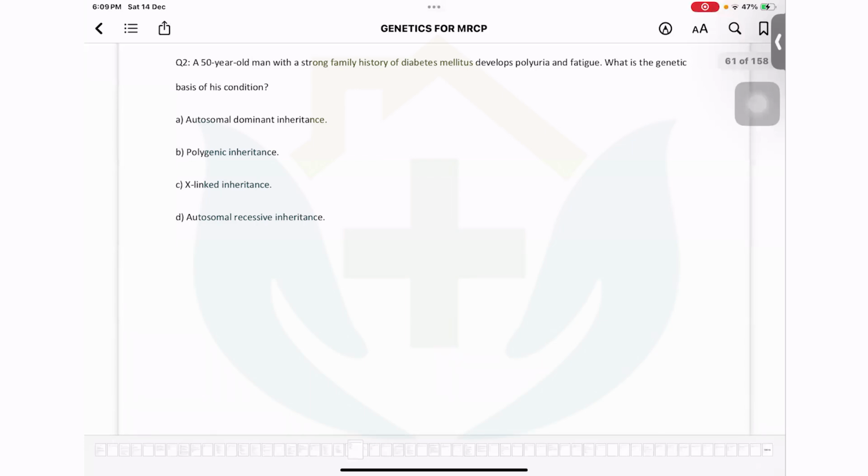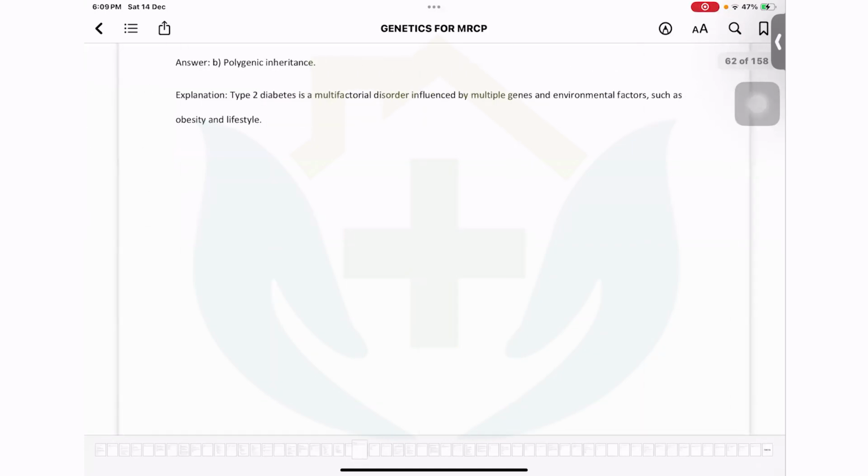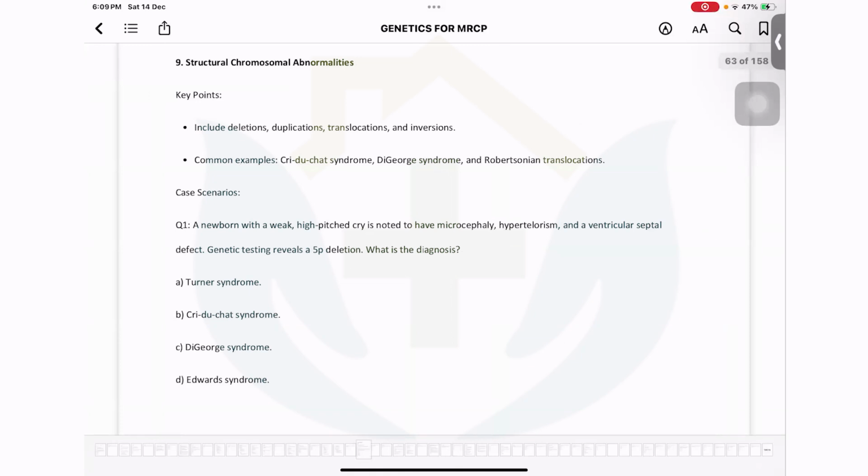A 50-year-old man with a strong family history of diabetes mellitus develops polyuria and fatigue. Strong family history means either the parents or the siblings have diabetes. What is the genetic basis of this condition? This question has appeared time and again in the exam. Autosomal dominant inheritance, polygenic inheritance, X-linked inheritance, or autosomal recessive inheritance? The answer is polygenic inheritance. Type 2 diabetes mellitus is a multifactorial disorder caused by multiple genes combined with environmental factors like obesity and lifestyle.